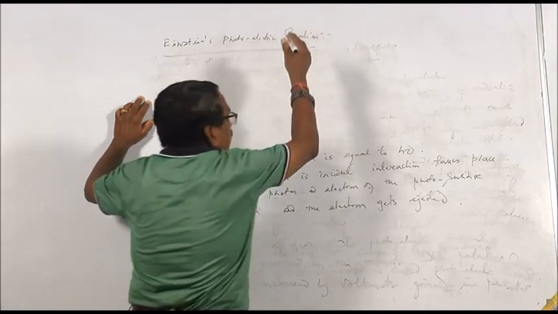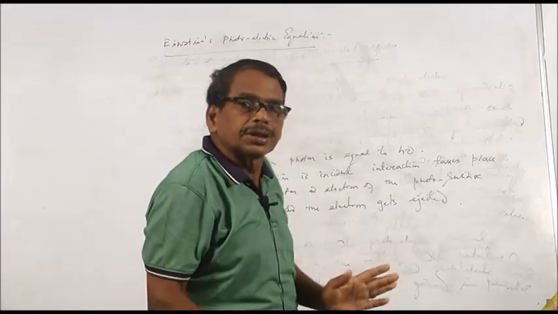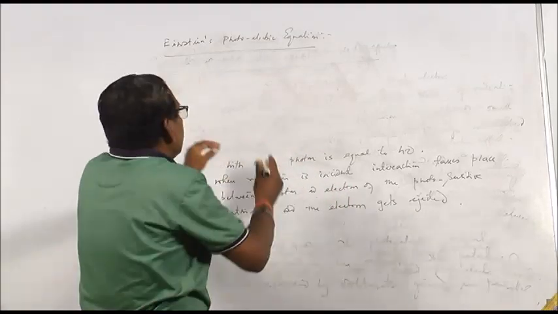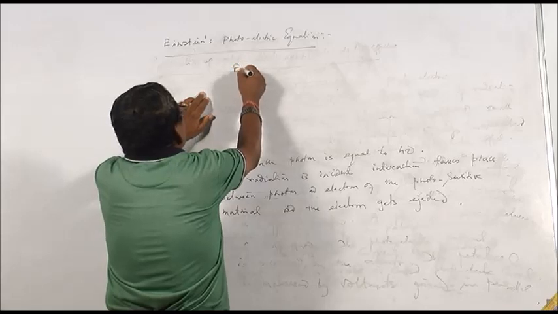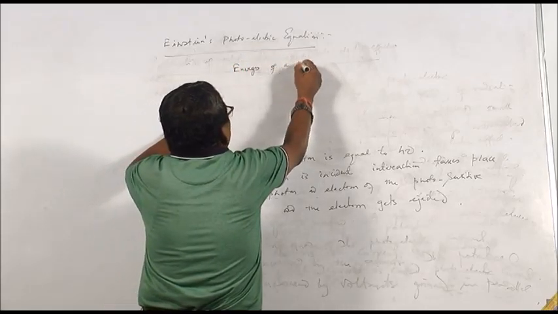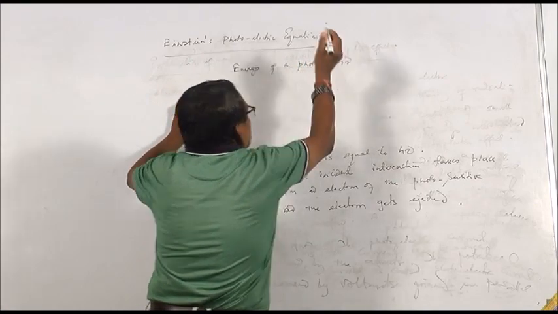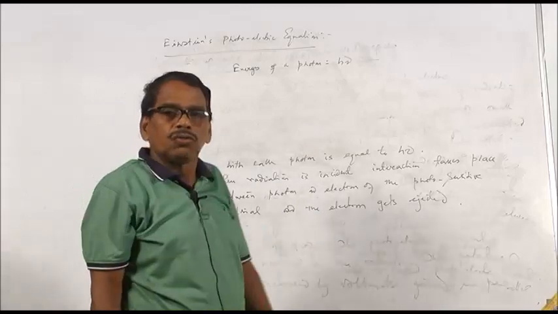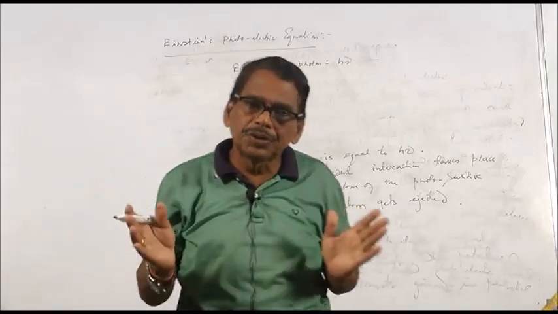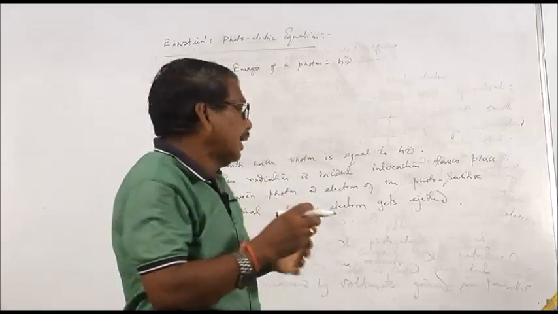Einstein's photoelectric equation. Interaction takes place between the photon and the electron. The energy of a photon is equal to h nu, where h is Planck's constant and nu is the frequency of radiation. So, this much energy is incident.